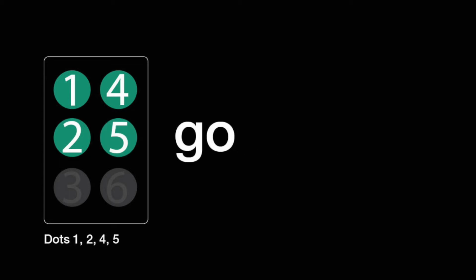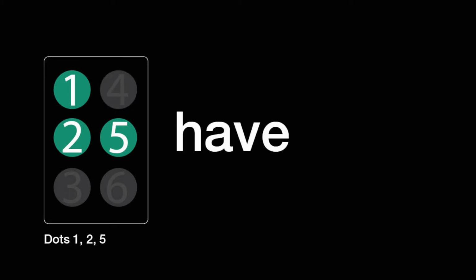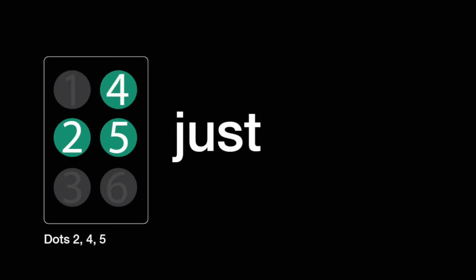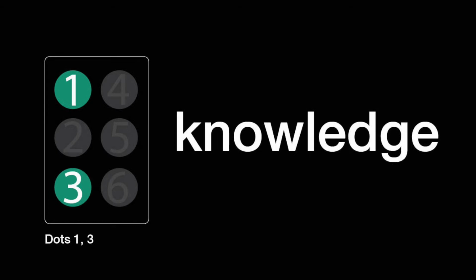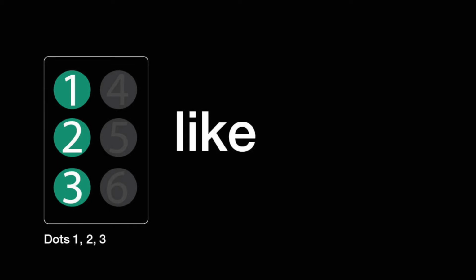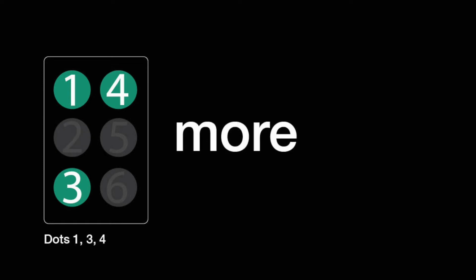G is go, dots 1, 2, 4, and 5. H is have, dots 1, 2, and 5. J is just, dots 2, 4, and 5. K is knowledge, dots 1 and 3. L is like, dots 1, 2, and 3. M is more, dots 1, 3, and 4. N is not, dots 1, 3, 4, and 5.